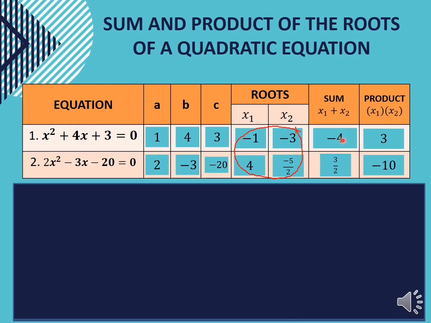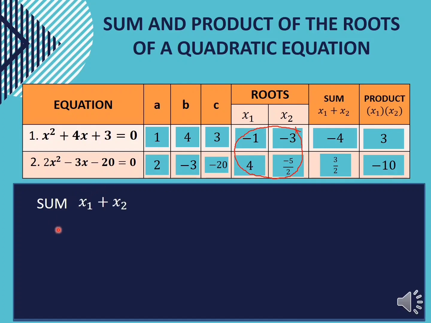Tingnan nyo kung saan nanggaling si sum in relation with the values ABC as well as the product. Okay, let us compare the similarity between the sum and product in relation with their ABC. Ang sum dito ay 3 over 2. Saan kaya nanggaling? Ang product dito ay negative 10. Saan nanggaling? Okay, compare nyo ngayon itong dalawa. What have you noticed? Okay, that's it. A very good observation.